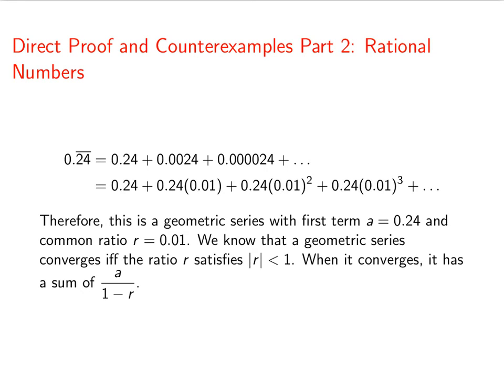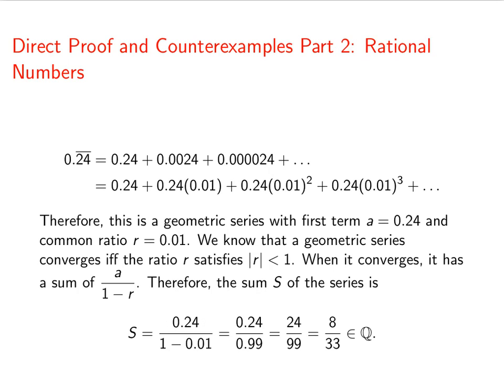And when it converges, it has a sum of a over 1 minus r, a being the first term. So the sum of the series is s equals 0.24 over 1 minus 0.01. That's equal to 0.24 over 0.99. Now we can rewrite this as 24 over 99. If we like, we can simplify it into lowest terms as 8 over 33. And so that is a rational number.